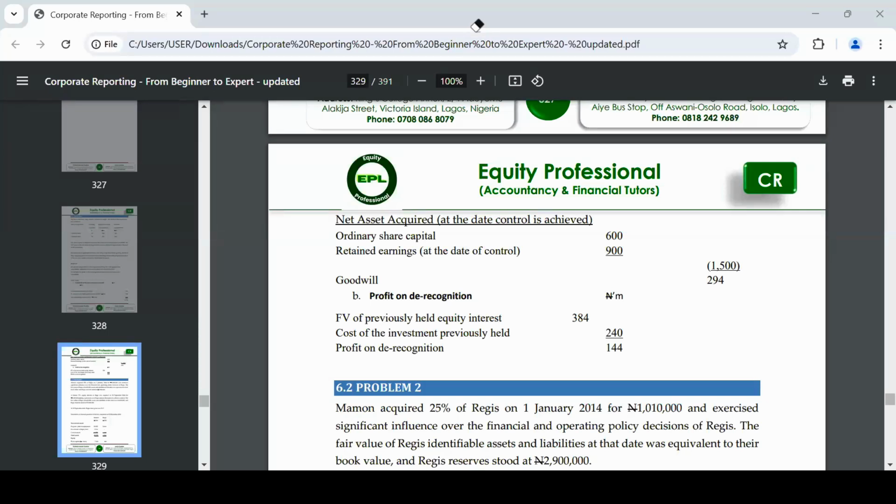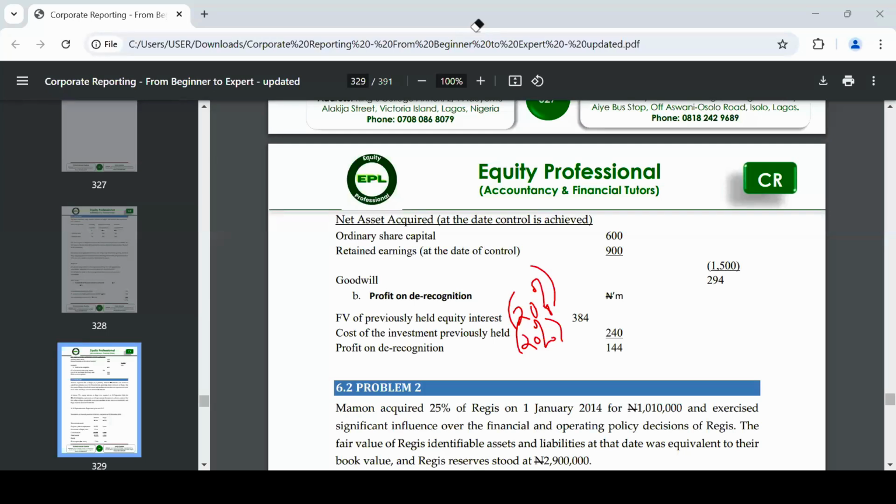Let's go to problem 2 then, if it is clear. Okay, before I move on, it is instructive that what we are referring to here is the initial 20%. It has nothing to do with the new 50% that we have just bought. Let's go to problem 2.